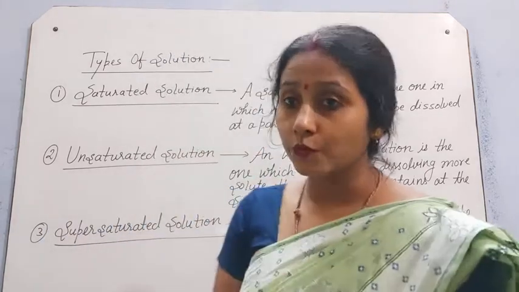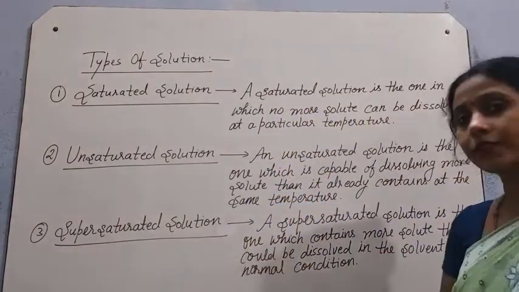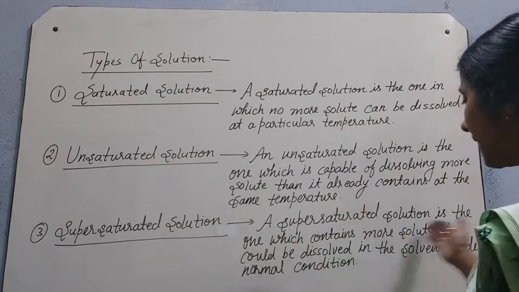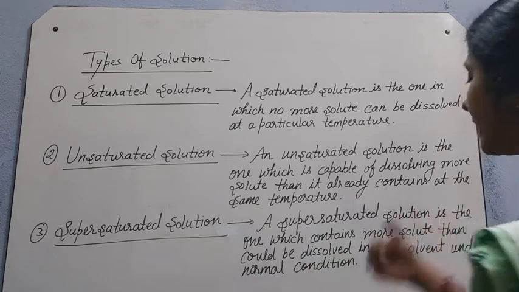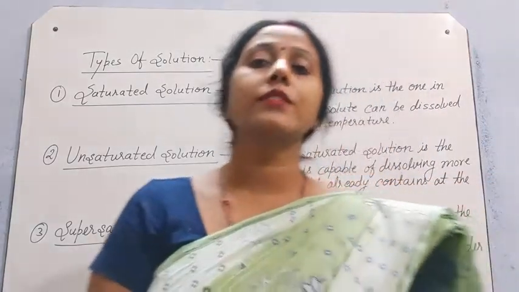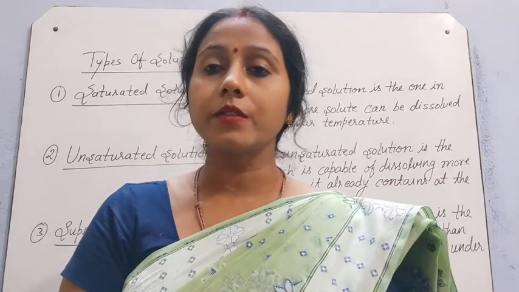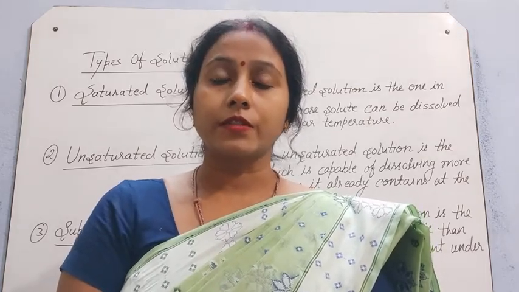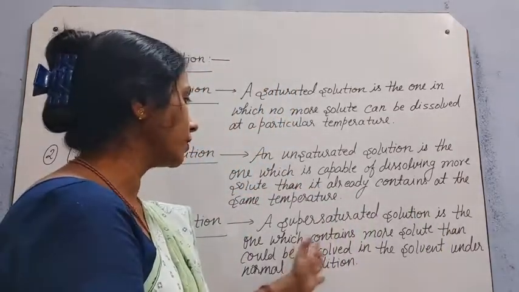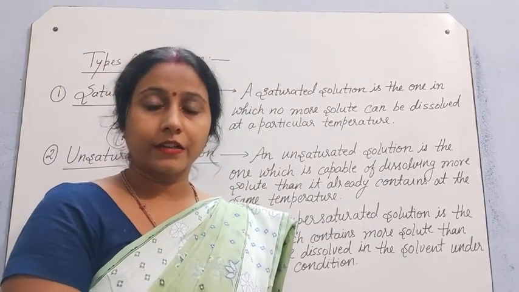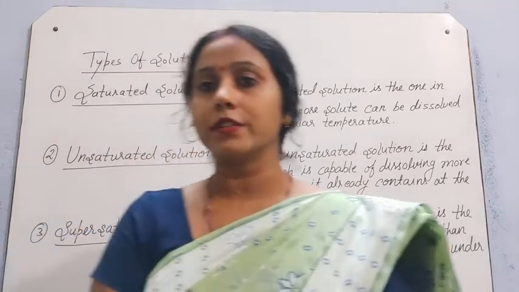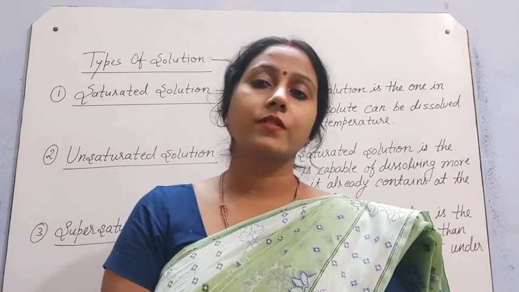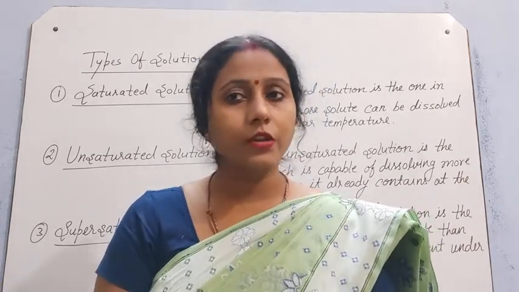And what is a supersaturated solution? A supersaturated solution is the one which contains more solute than could be dissolved in the solvent under normal conditions. Its example is carbonated water. Carbonated water is the example of a supersaturated solution. So there are 3 types of solution, students: saturated solution, unsaturated solution and supersaturated solution.